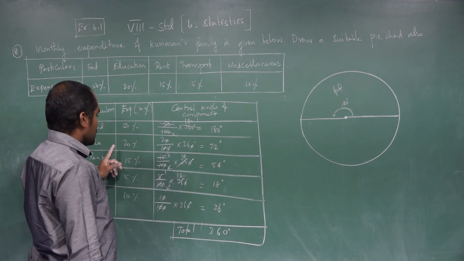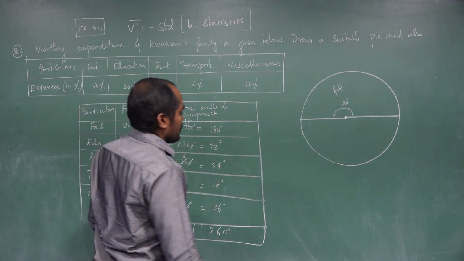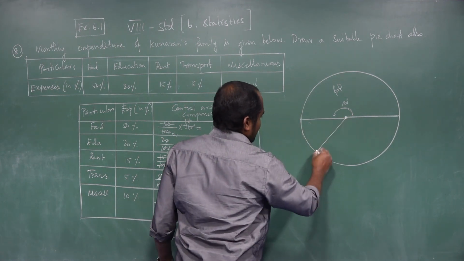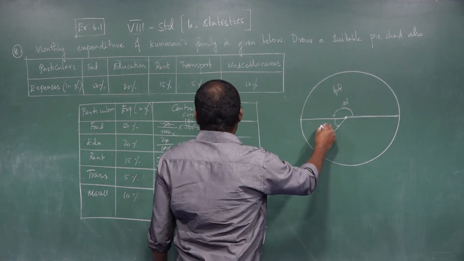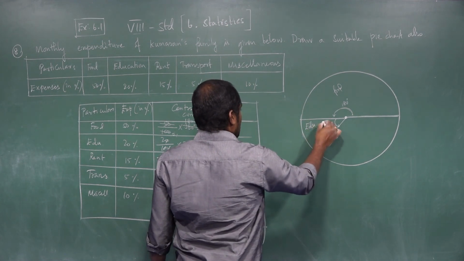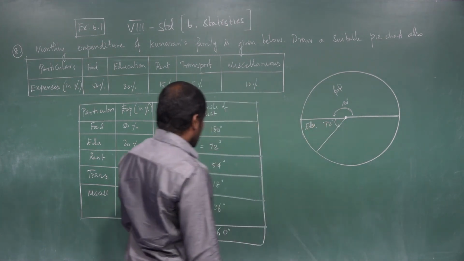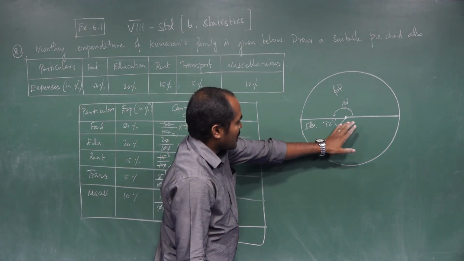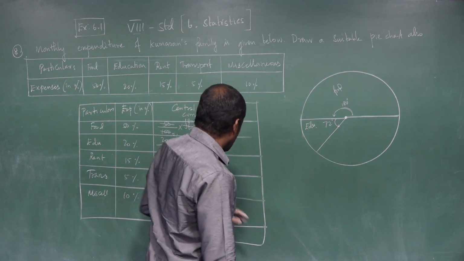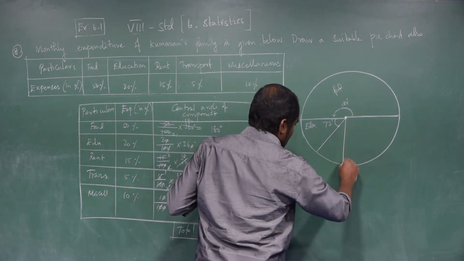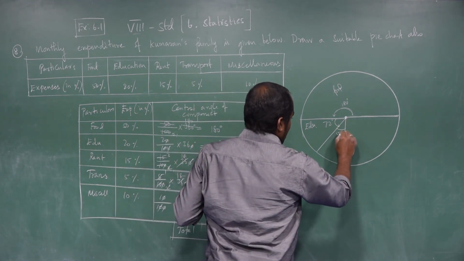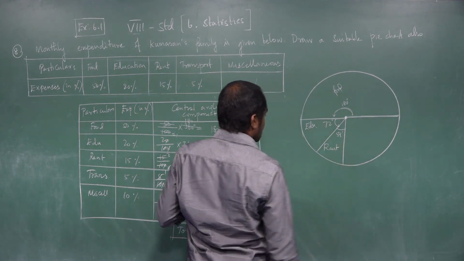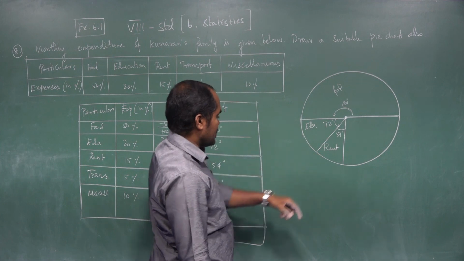Next, central angle of education, the next component, is 72 degree. So place your protractor here and mark 72 degree. And this sector represents education, 72 degree. Next, central angle is 54 degree. So place your protractor here and mark 54 degree. So this is 54 degree. This one is rent. So this sector represents rent.